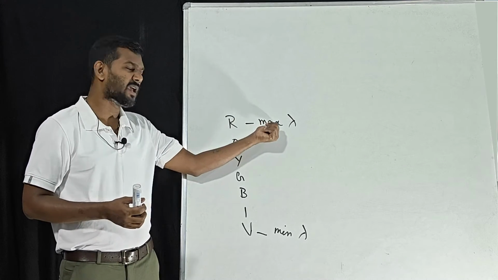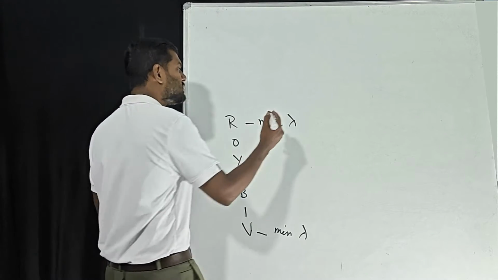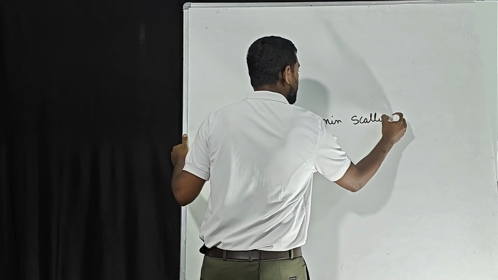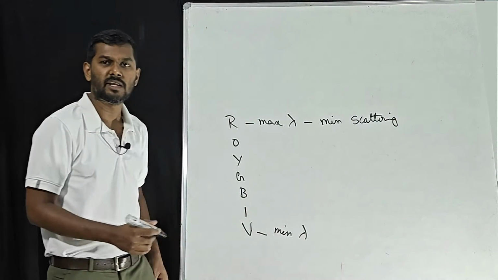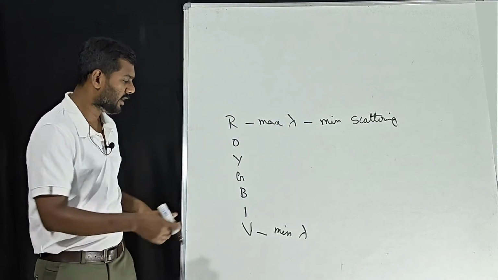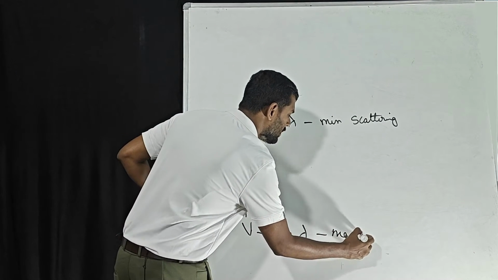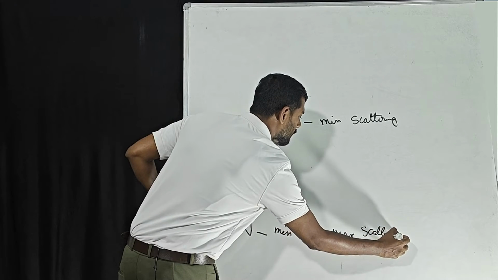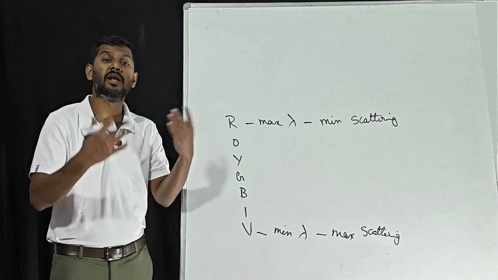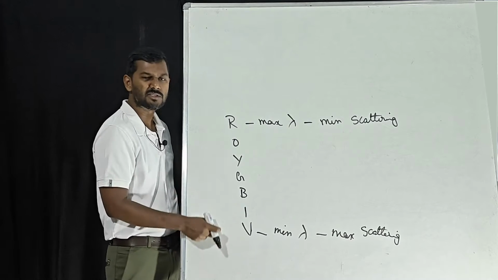So red has maximum wavelength, so it will not scatter easily. So it has minimum scattering. Scattering means spreading, so minimum scattering means it will not spread easily. In the same way, violet has minimum wavelength, so it has maximum scattering. Violet, compared to all the colors, will spread easily. This meaning you should know, and everything goes in this order only.